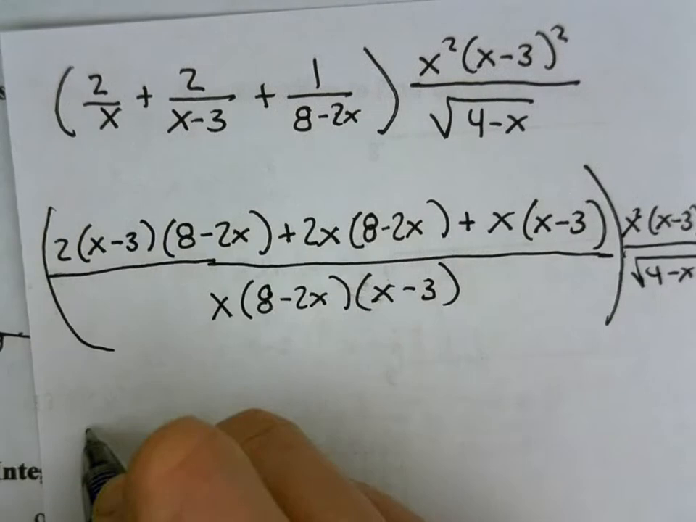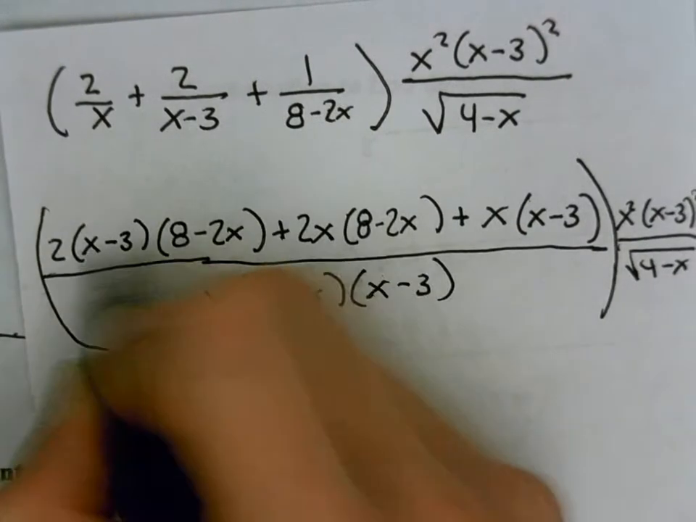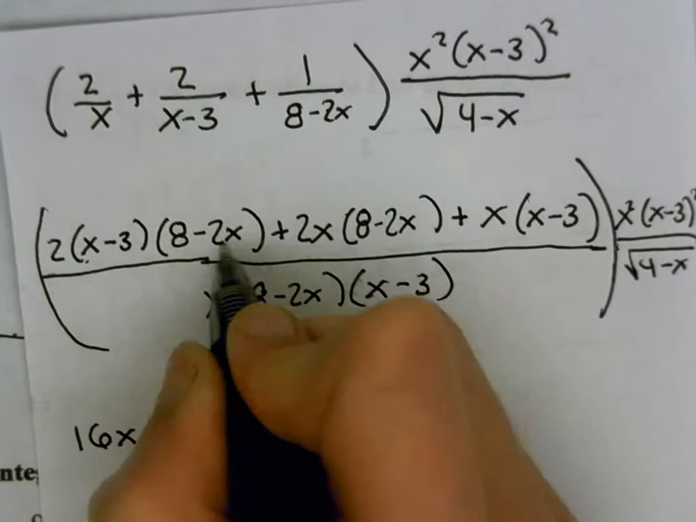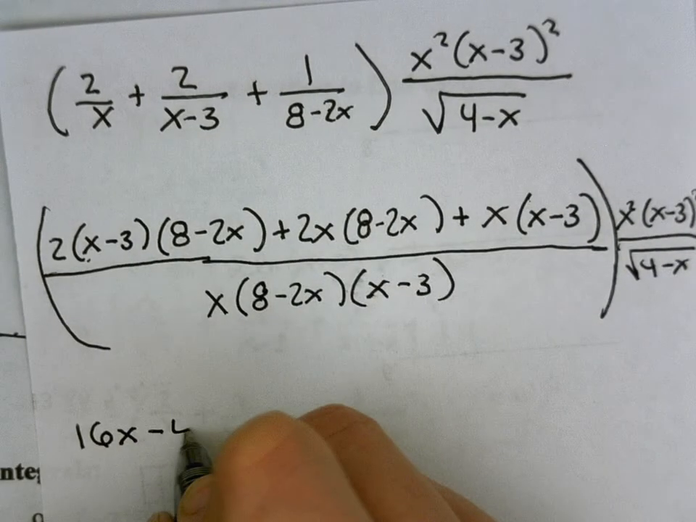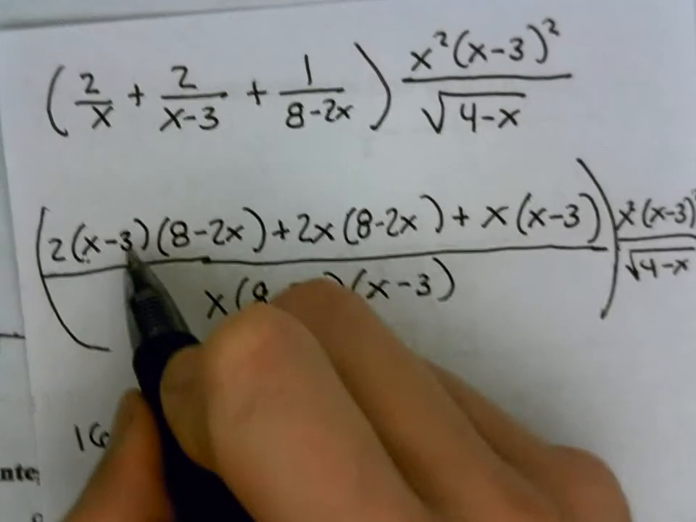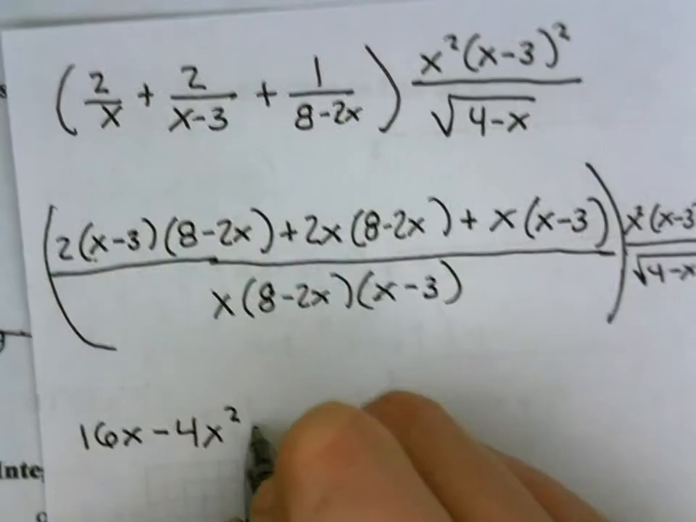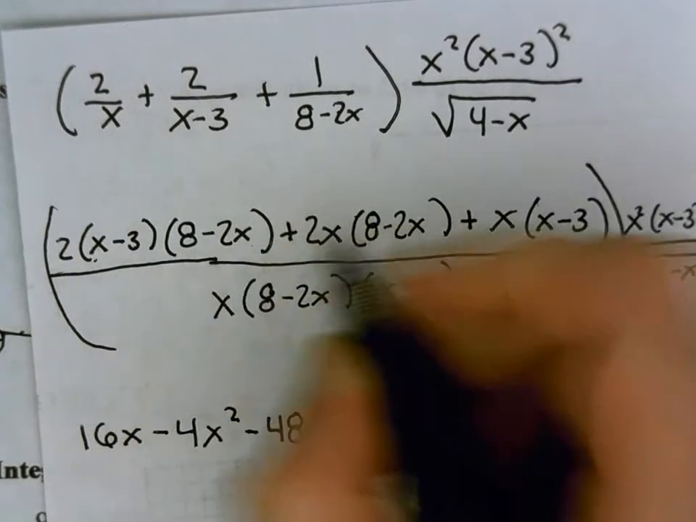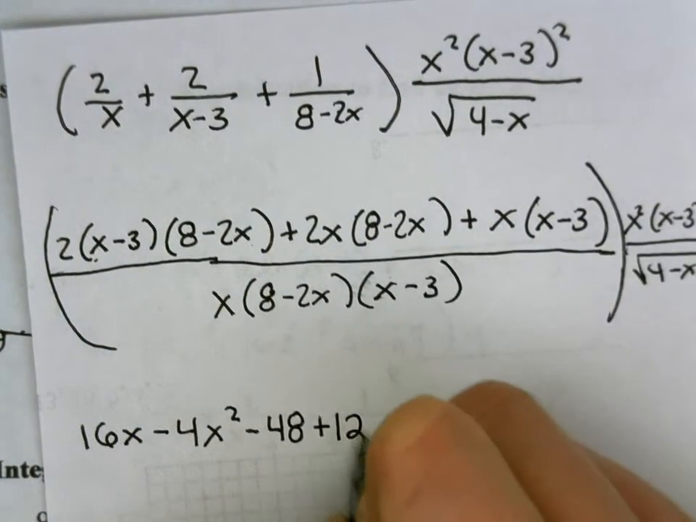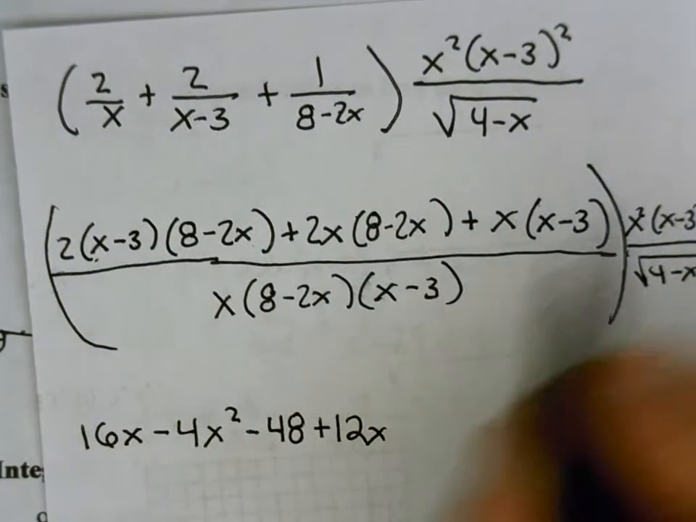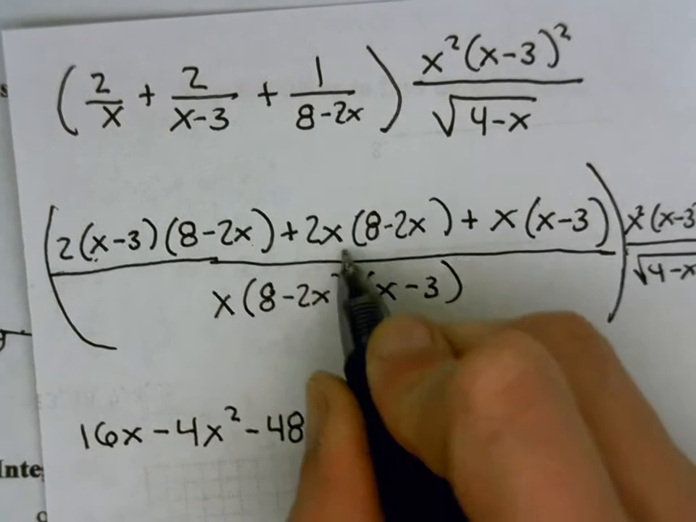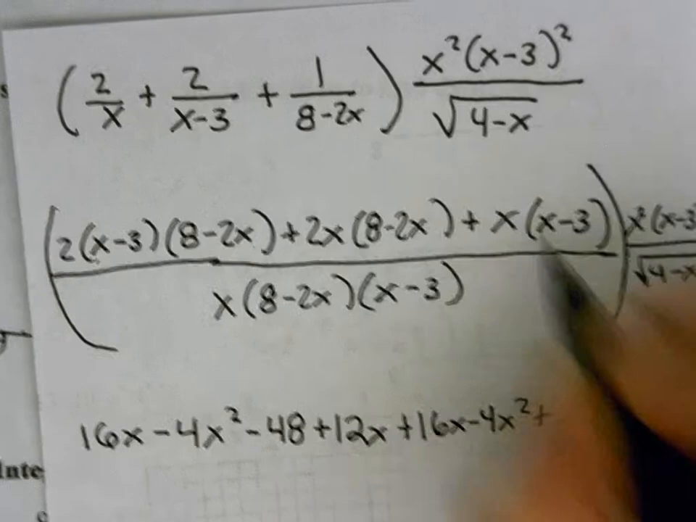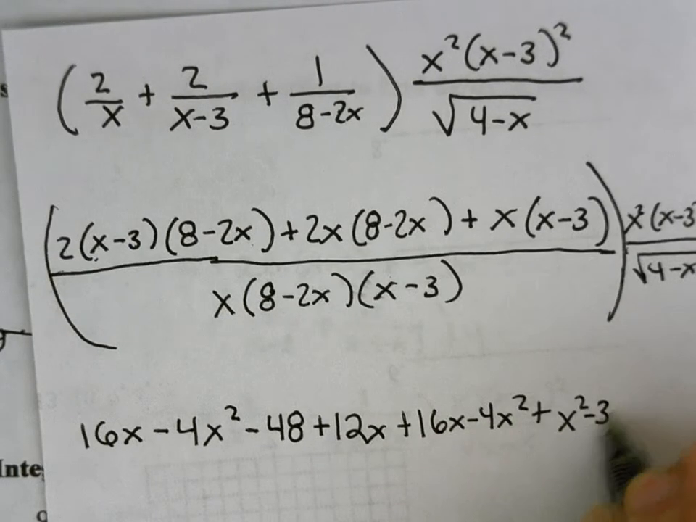So we have, well, 8 times x is 8x, times 2 is 16x. X times negative 2x is negative 2x squared, times 2 is negative 4x squared. Negative 3 times 8 is negative 24, times 2 is negative 48. Negative 3 times negative 2 is positive 6x, times 2 is positive 12x. Right? And then we have plus, distribute the 2x, 16x minus 4x squared, and distribute the x squared, minus 3x.